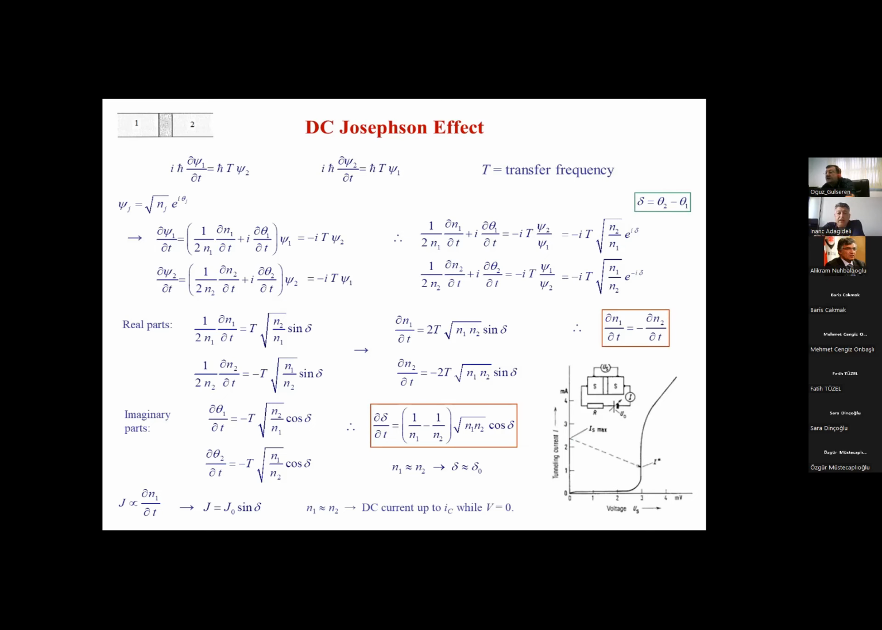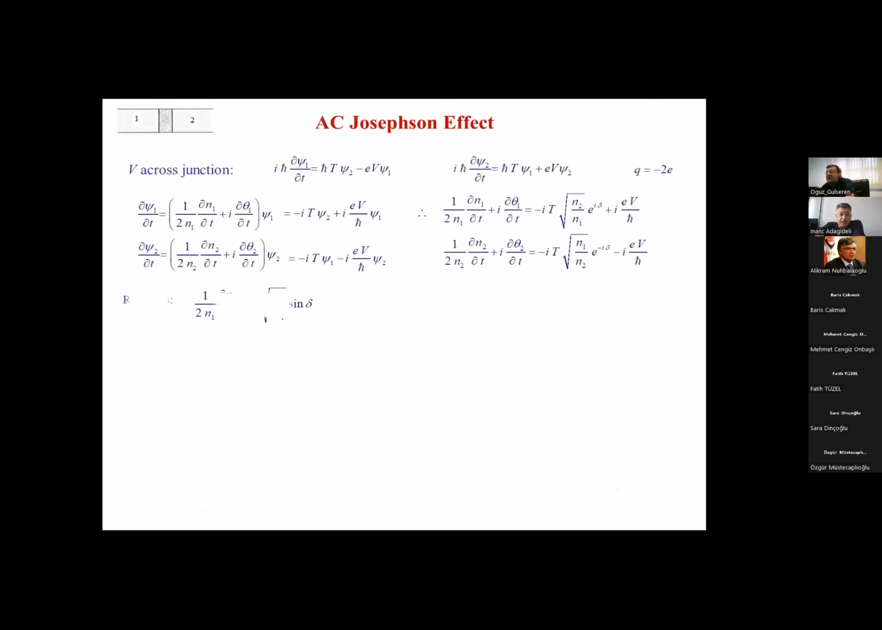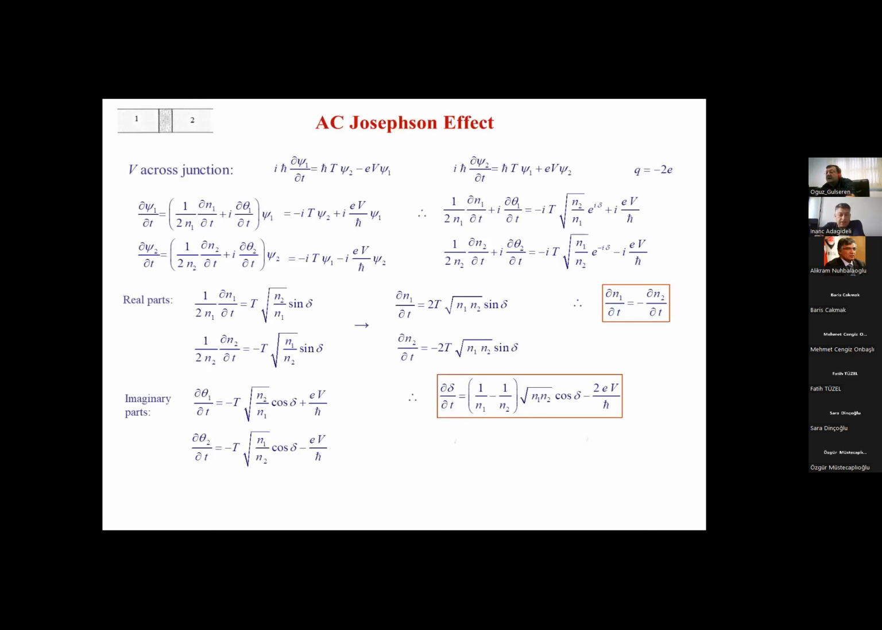5 minutes, sorry. Then, okay, we can have the same analysis, exactly the same type of calculation, if we add a bias as well. So this EV term is included, the bias. Then when you have the bias and carry out the similar simple analysis, you get an oscillating current. You see here now we have a time-dependent term coming from this bias term, and that will give this oscillating Josephson current.